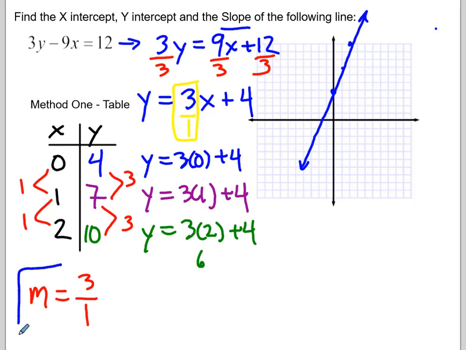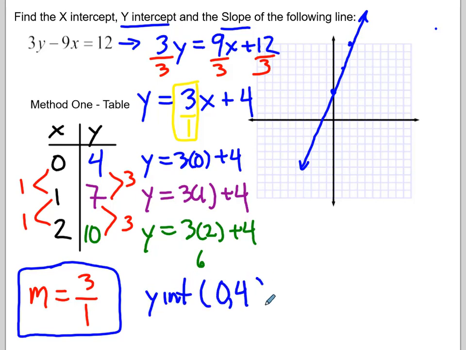Okay, so now we want slope. We have slope. 3 over 1, I could also get that from my graph. We want y-intercept. We have y-intercept. It's 0, 4, and I can get that from a couple locations. I can get that from here in my table. I can also get it from my equation. That's another place to find that.